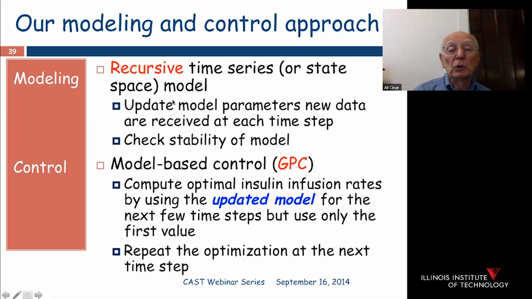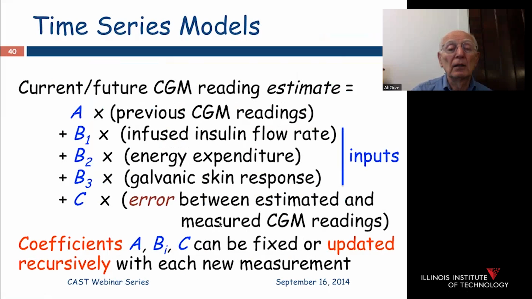And then we use this model in a model-based control approach using generalized predictive control to compute the optimal insulin infusion rates. And just like in the case of model predictive control, use only the first one of the insulin values and repeat the optimization as new data are being received.